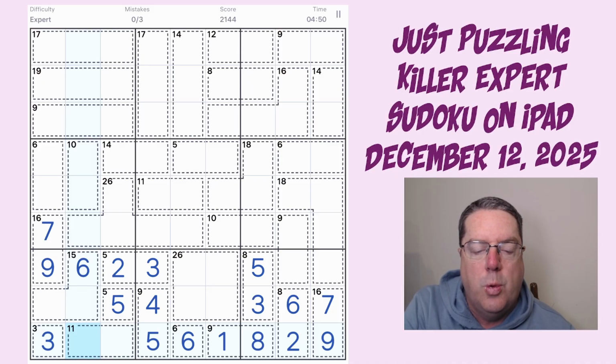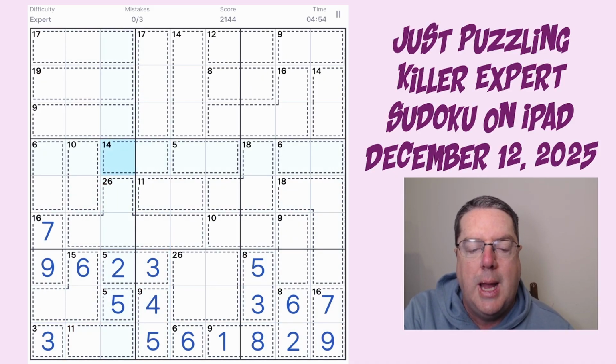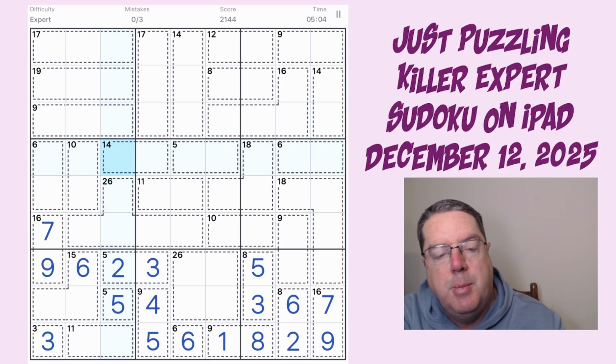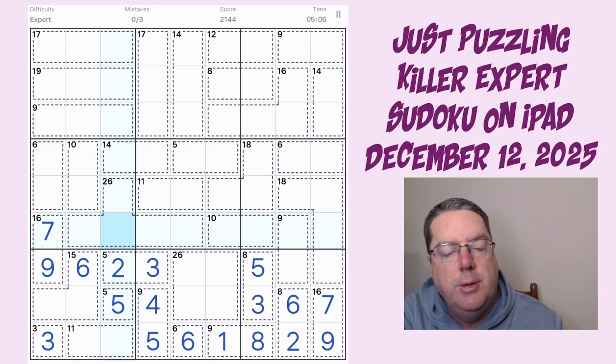So 14 can be 9 and 5. Well, the 5s can't be here or here, so this is going to be 8 and 6. I just don't know which order. Well, I do know that 6 is going to be up here, being 6 is going to be one of these here.